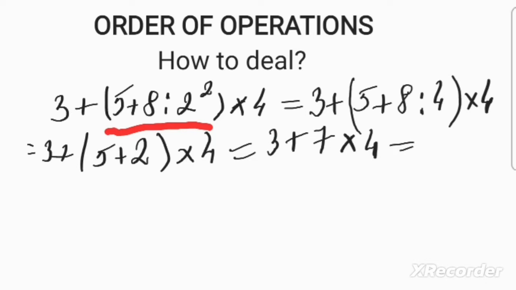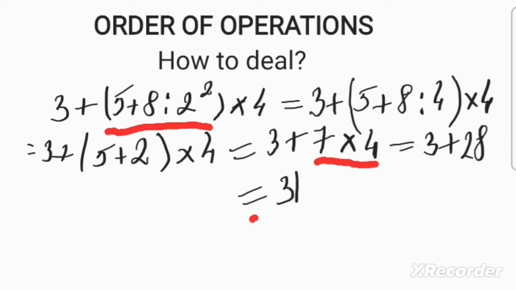What are we going to do now? First of all, we will do the operation of multiplication. Yes? So, we have furthermore 3 plus 7 times 4, 28. Yes? So, the result equals 31. So, by knowing the order of operations, we obtain the final result very easily.